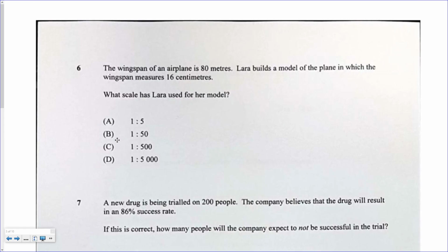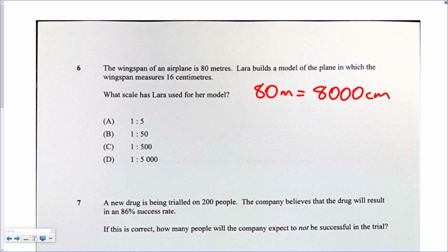So we have the wingspan of an airplane is 80 meters, and then we've got this model which is 16 centimeters, and we want to find the scale. So what we want to do is compare this 16 centimeters to the 80 meters. To do that though, we first of all need to change that they're in the same unit. We might as well change that 80 meters into centimeters. So to do that, we're going to times that by 100. So that will equal, not 100, 8,000 centimeters. Alright, so 80 meters equals 8,000 centimeters.